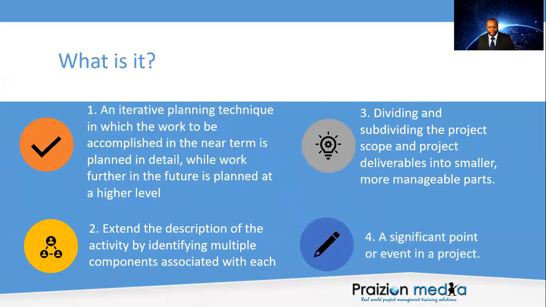And the final one, a significant point or event in a project. What is it? If you guessed M for milestones, you're right. I know you're wondering, what do you mean by AA? Activity attributes.